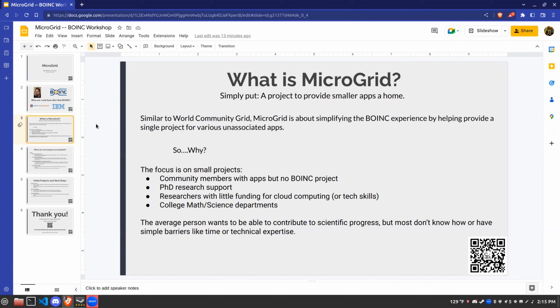Additionally, researchers that don't really have the funding to continue with cloud computing, as everyone knows, it's cheap to start and slowly kind of ramps up. And then the last thing being science and math departments, right? A lot of them have students who just want to try things out, get some papers published initially, even in undergrad. The problem is that barrier to entry, right? So the average person wants to contribute to the scientific process, and the goal of Microgrid would be to remove the time and the technical expertise requirements, right?